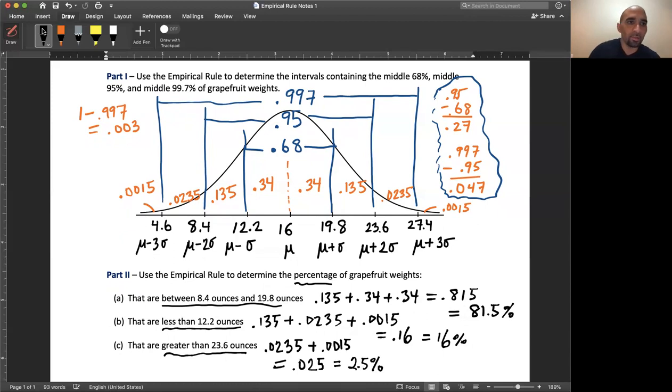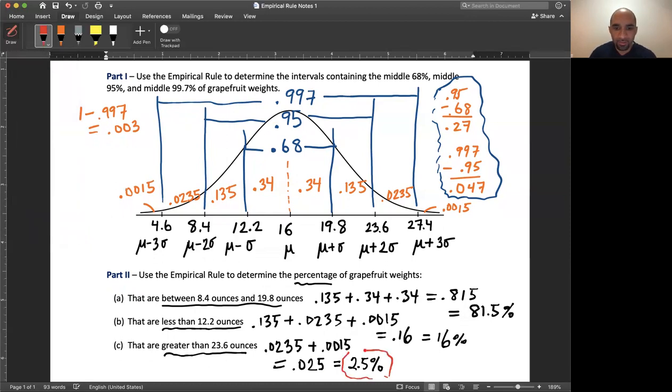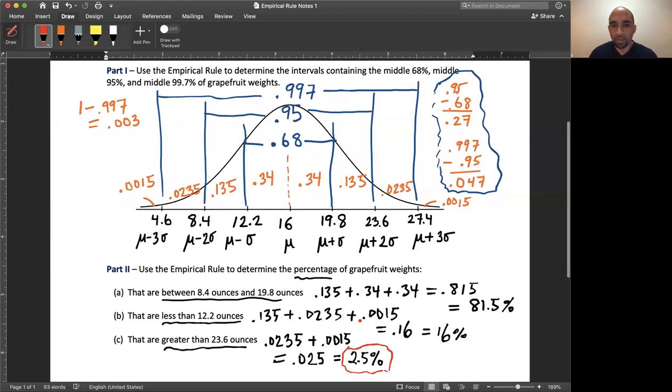So three separate answers. If we talk real quickly about this last one, only 2.5% of grapefruit weights are greater than 23.6 ounces. So you can see how most of the grapefruit weights are less than 23.6 ounces. This value is somewhat extreme or unusual. 16% of grapefruit weights are less than 12.2 ounces, so 12.2 is not unusual. And then lastly, 81.5% of grapefruit weights are between 8.4 and 19.8 ounces. All right, guys, I hope this helps.